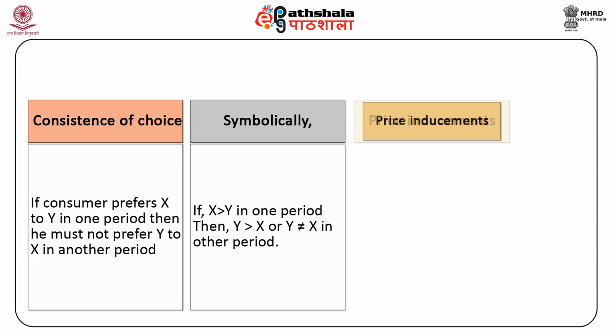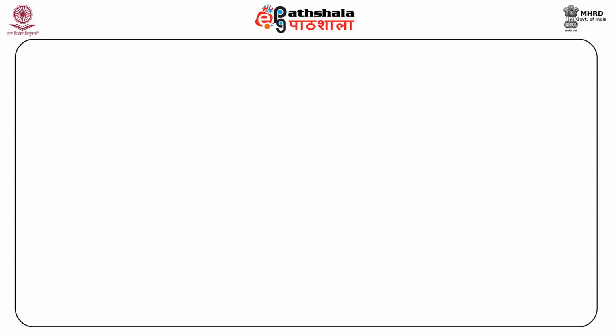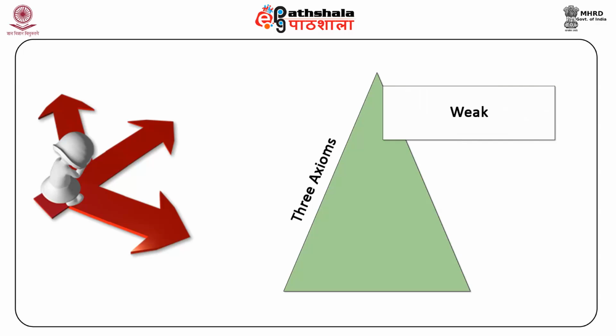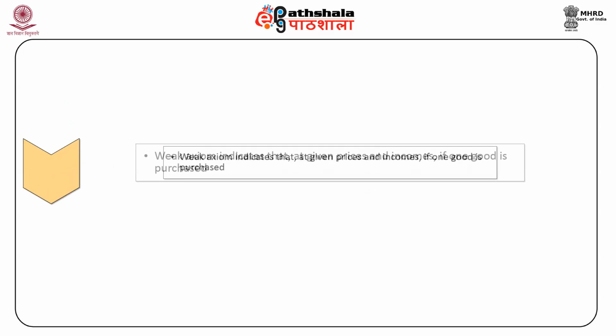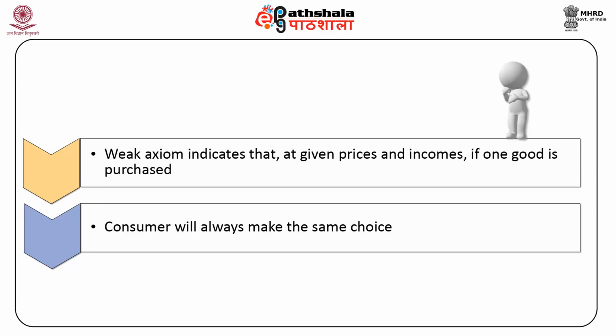Price inducements. Given the consumer choice for a basket of goods, a consumer can be induced to buy a different basket of goods which provides him sufficient price incentives. Revealed preference axioms. As revealed preference theory developed, three primary axioms were identified: the weak, strong, and generalized axioms of revealed preference. The weak axiom indicates that at given prices and incomes, if one good is purchased rather than another, then the consumer will always make the same choice.